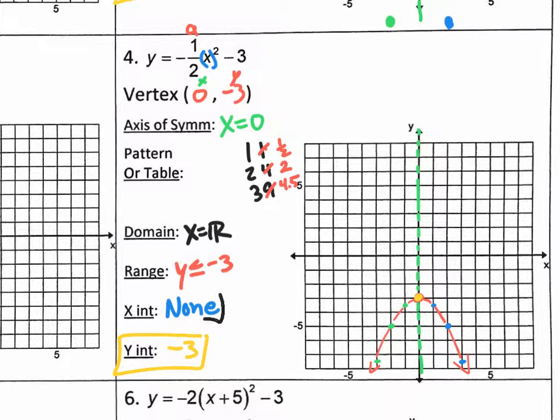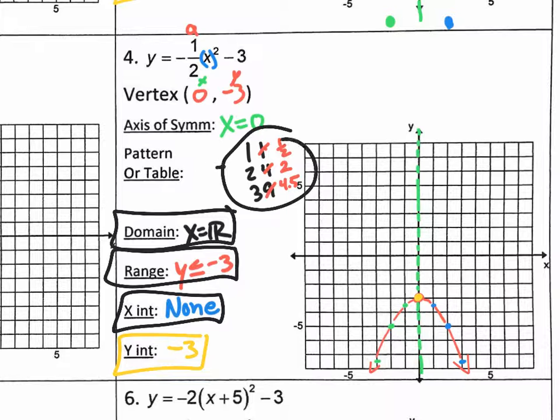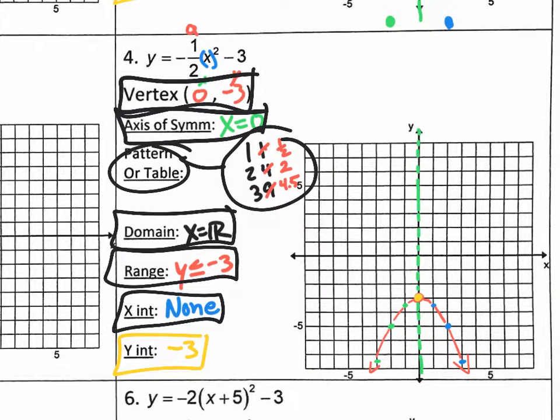So you get 1 point for each of these. Please box them in. Yeah, I would like to see it boxed in just in case you have other work out here, so I don't get confused when I'm checking it.